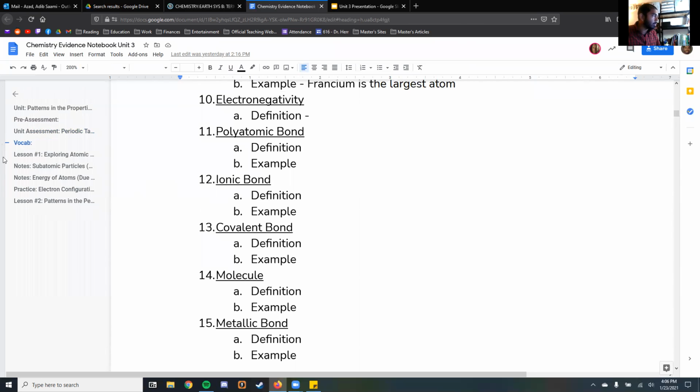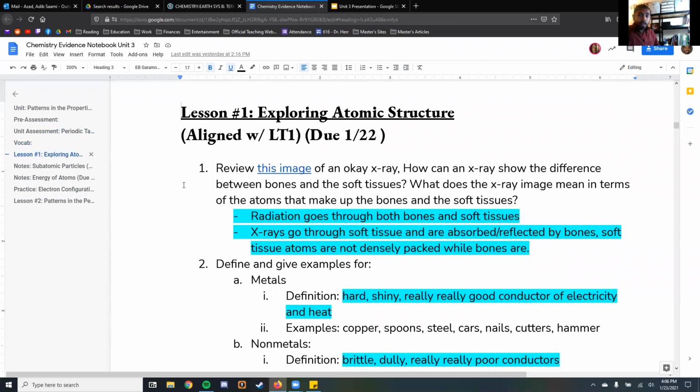We're missing like 5 or so different words. That brings us to lesson 1. Lesson 1 was due this January 22nd, and so that was this past Friday. Most of us did pretty well on it. We went through it in class, and I wanted you guys to start off on a high note.